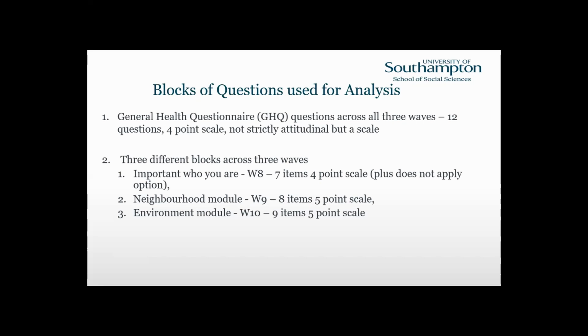Then we wanted to compare to a more attitudinal type of scale. Unfortunately, there is no single block of questions which would be asked over time. Of course, when time goes by, we will have more waves, and maybe some of them would be repeated over time. So in order to conduct this investigation, we needed to take three different blocks across three waves. In wave 8, we looked at the block of questions, important who you are. It contains 7 items with 4-point scales plus a does not apply option. Not ideal because it has a 4-point scale and the other blocks have a 5-point scale, but that was the only block available for us for the analysis. For wave 9, we used the neighborhood module, 8 items, 5-point scale. And for wave 10, we used the environmental module, 9 items, 5-point scale.